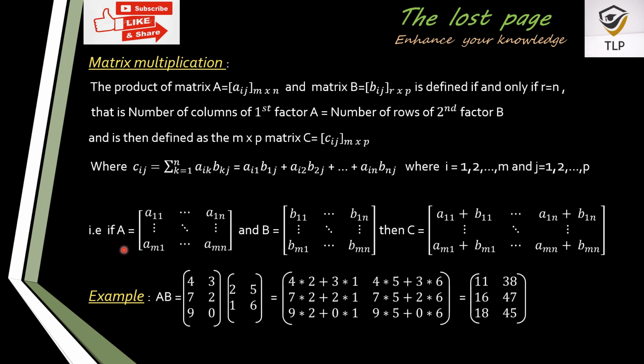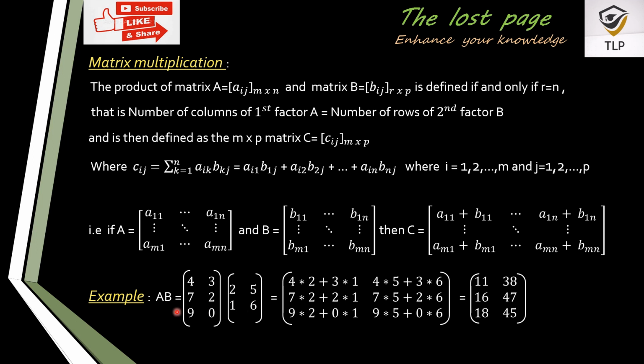That is, if A equal to a11 ... a1n, ... am1 ... amn and B equal to b11 ... b1n, ... bm1 ... bmn, then C equal to a11 plus b11 ... a1n plus b1n, ... am1 plus bm1 ... amn plus bmn.